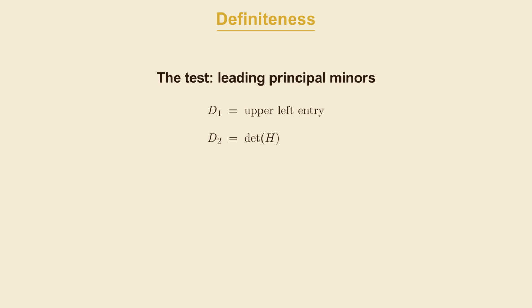The test goes like this. If all the leading principal minors are positive, then the matrix is positive definite. If they alternate in signs starting from negative, so D1 is negative and D2 is positive, then the matrix is negative definite. Anything else and you have either an indefinite or a semidefinite case, which means a saddle point or an inconclusive result. Going back to Ruth's Hessian.